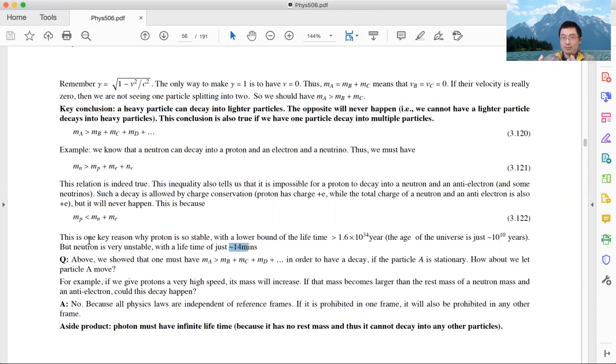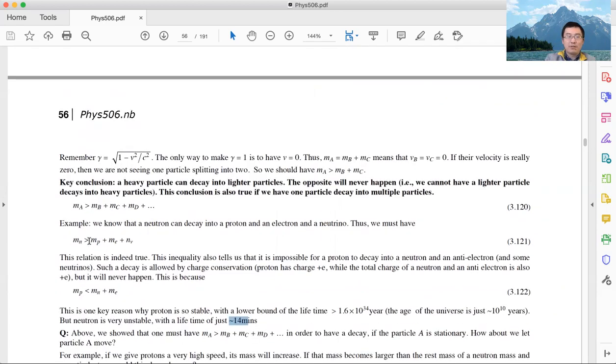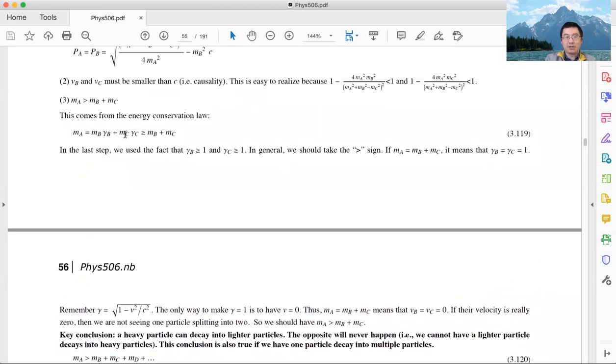Okay, that mass can be much larger than the neutron mass. If that mass is much larger than the neutron mass, is that possible? Can we decay that heavy proton into a neutron? If we just look at the energy conservation law, if particle A is moving, we should also add the gamma A factor here.